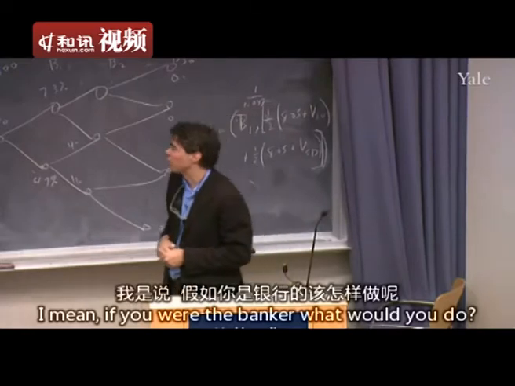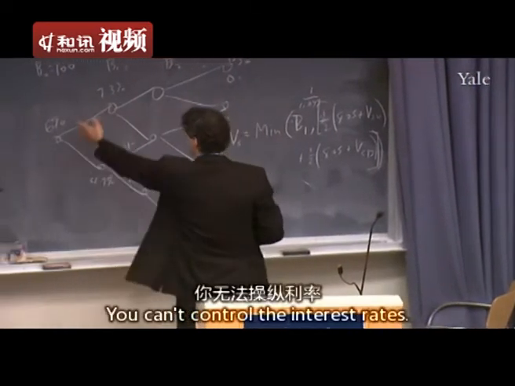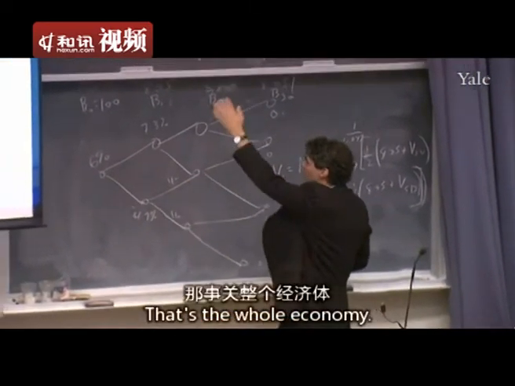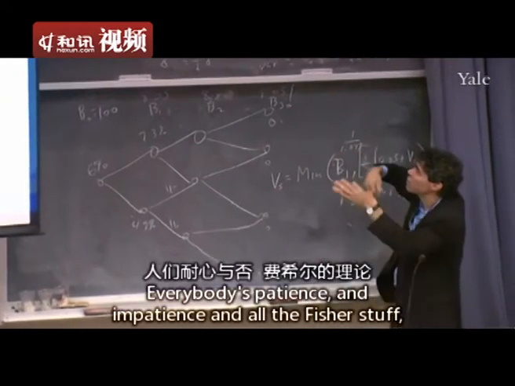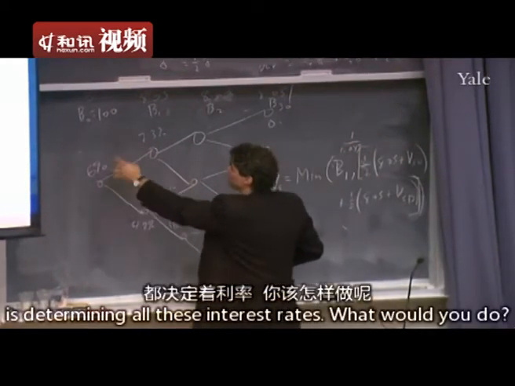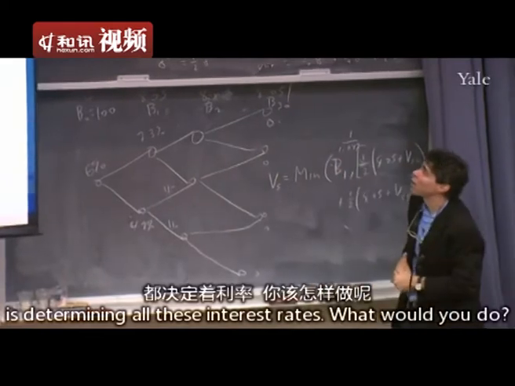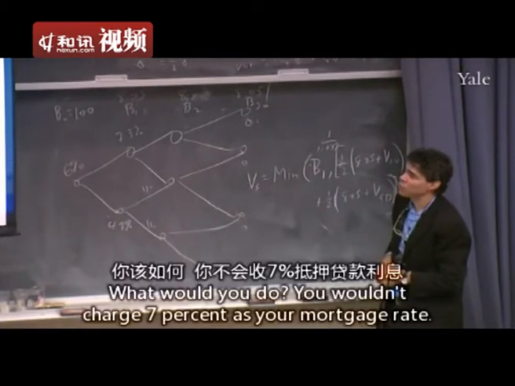I mean, if you were the banker, what would you do? The interest rate is 6%. You can't control the interest rates. That's the whole economy. Everybody's patience and impatience and all the Fisher stuff is determining all these interest rates. What would you do?